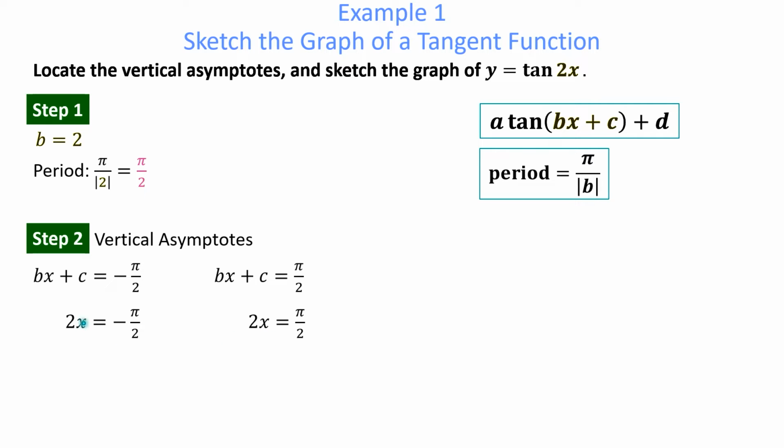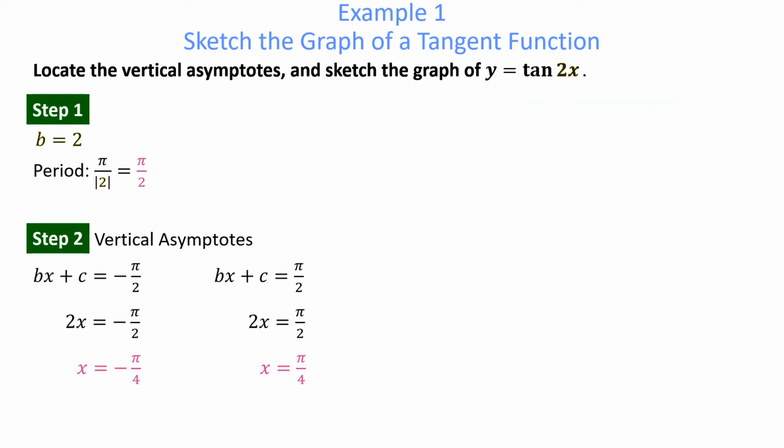So to isolate the x term here, I divide both sides by 2. And I can do the same thing here to isolate the x term. I divide both sides by 2. And when I do that, I get the following. x equals minus pi over 4 and x equals pi over 4. And these are our two consecutive vertical asymptotes. So for step 3, we want to find the x-intercept, and we do this by finding the real zeros of the function tan 2x.